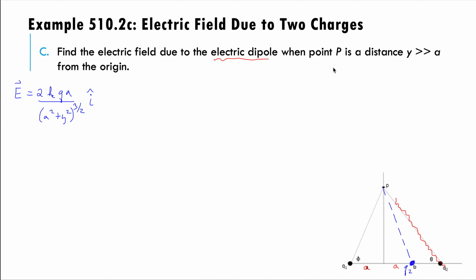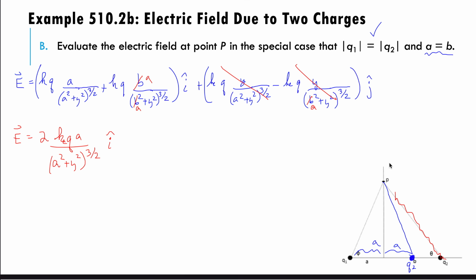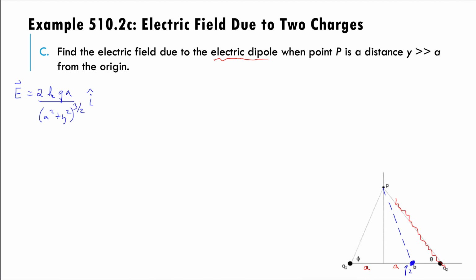Now, before we do that, I just forgot to mention one thing in the previous part, just to show you that when the distances are the same, then when we have one field going this way and one field going this way, we can see that those y components cancel out and that we do get a net field all in the x direction. I meant to draw that for us. Okay, so now let's take a look at this last part. The point P is now really far away.